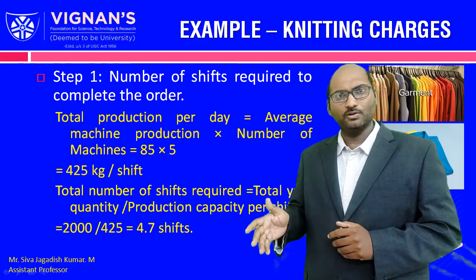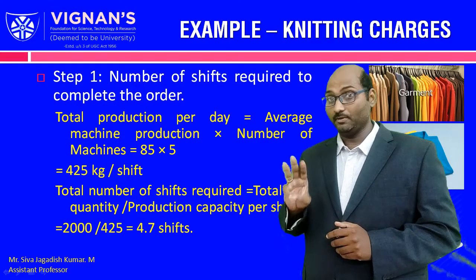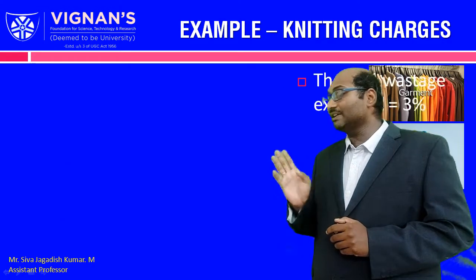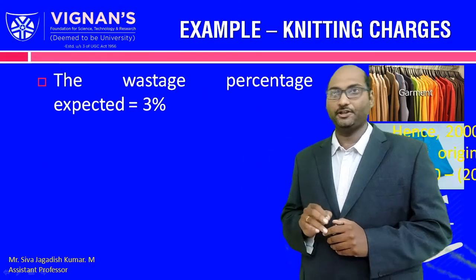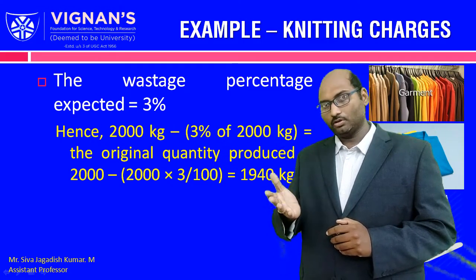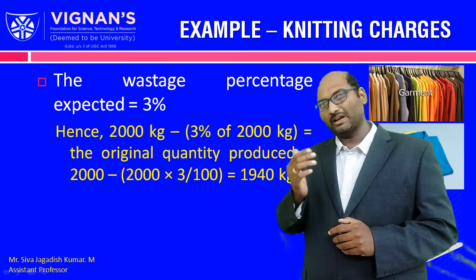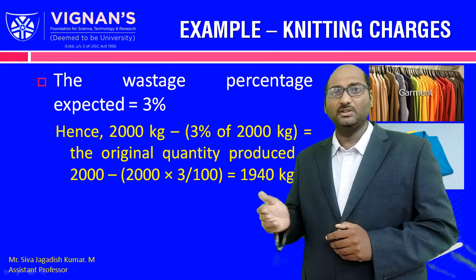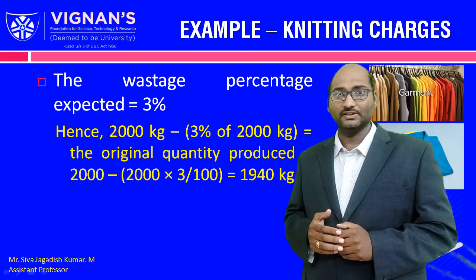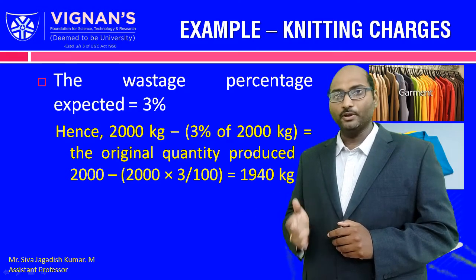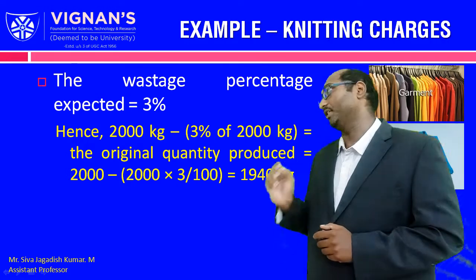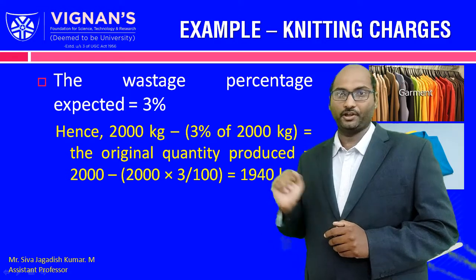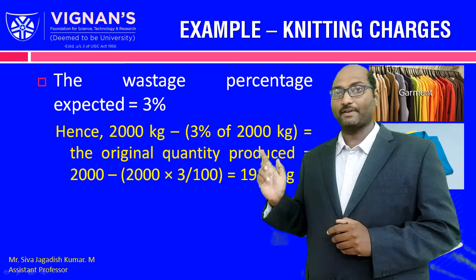Of course, do we get 2000 kg of fabric? Since we have 3% wastage, it will not be so. 1% of 2000 kg is 20 kg, so 3% means 60 kg is going to be wastage. So the fabric we are going to get is 1940 kg.